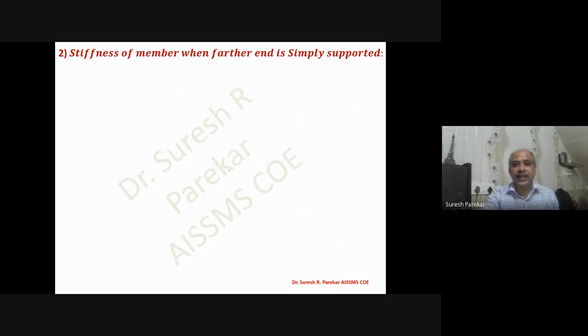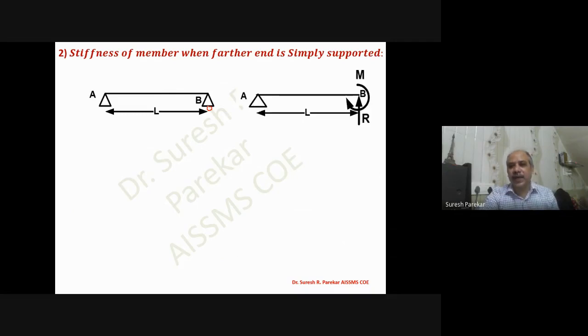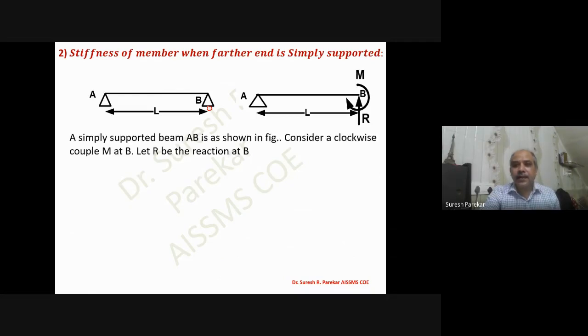Now we will go to the second case, where we are going to consider the stiffness of the member when the farther end is simply supported. In this we are going to consider a simple beam AB. Actually, when we go for this, we always consider one end as a roller, and this will be AB. Now if I draw a free body diagram, R will be the reaction at B, and again a couple M is applied at B. When I apply couple M at B, let the slope developed at this end B be theta B.